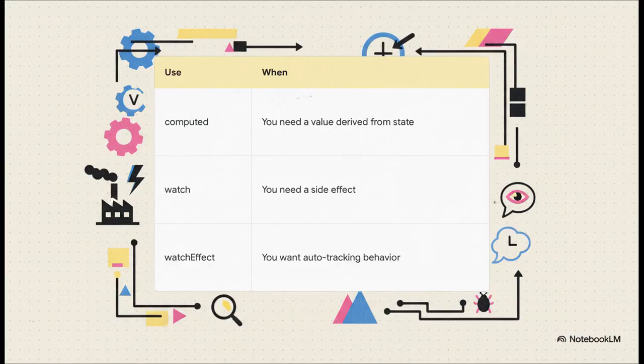Okay, here's the rule of thumb, your new mantra. Ask yourself, do I need a value? If the answer is yes, use computed. If you ask, do I need to run some code or perform an action? Then you need watch. It's that simple. And watchEffect, that's kind of a special case watcher. It's really handy because it automatically figures out what to watch and it runs right away. Great for when you need that kind of immediate auto-tracking behavior.